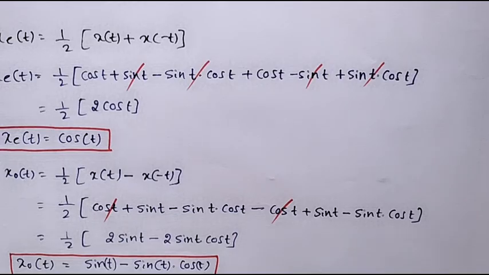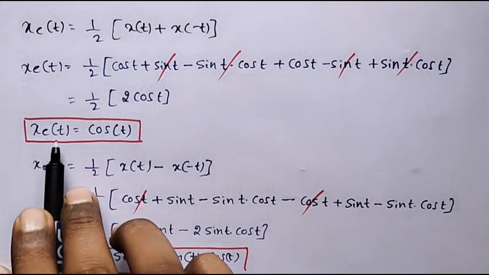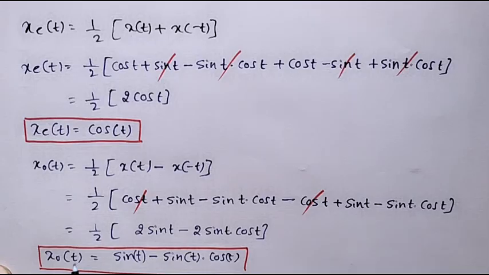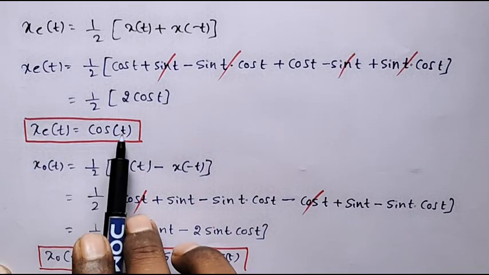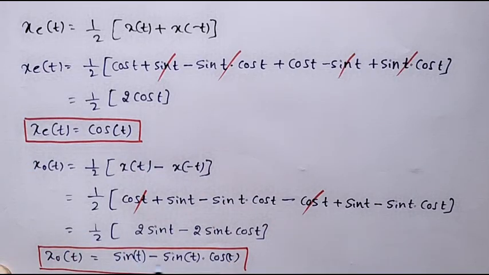So now here we can observe that by adding xe of t and xo of t, we will get back the same x of t, that is cos of t plus sine of t minus sine t into cos t, that is nothing but x of t.